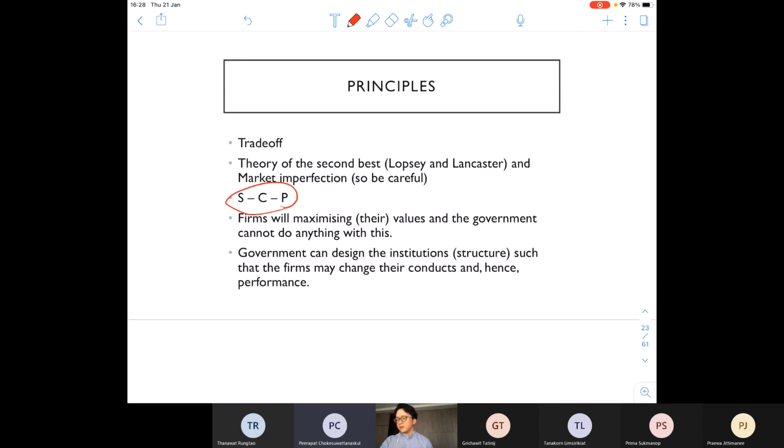Right, SCP I think I covered already. The structure, conduct, and the last one is performance, right? As I said, you have this structure: a few players, more players, easy to enter or not. That will influence the ability of firms to conduct, to behave in certain ways, and eventually, if you are able to exercise your market power, you would be able to enhance your performance as well. Say that your performance is the level of profit, right? So that is this concept.